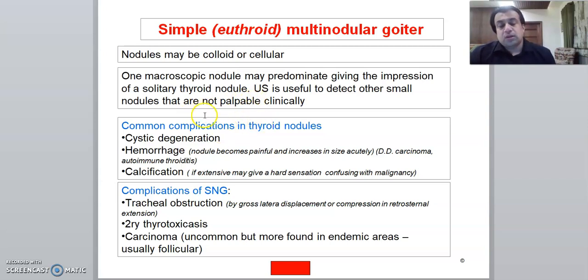Common complication. What complication can occur in a thyroid nodule? This is one of the frequently asked questions in exams. It can result in cystic degeneration. It can result in hemorrhage and calcification. Hemorrhage can occur and become more painful and rapidly increase in size.